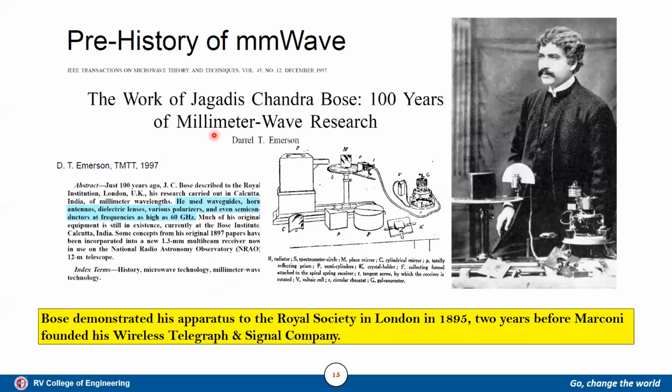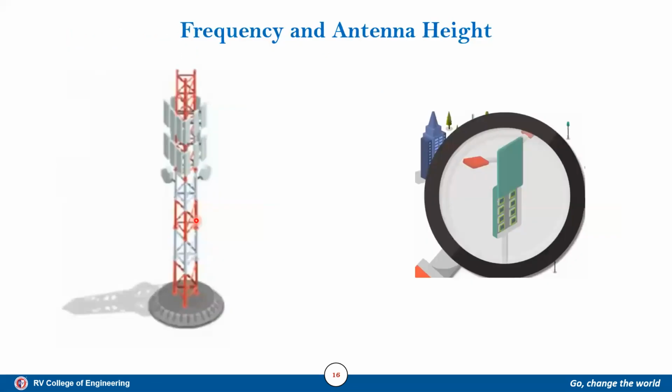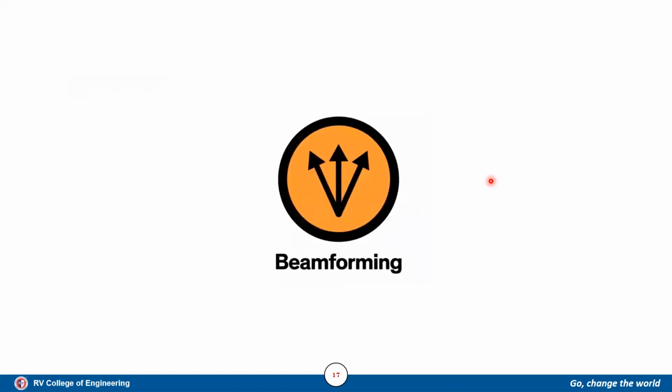Millimeter waves are not recent, but date back to Jagdish Chandra Bose's first wireless communication experiment, where he used 60 gigahertz millimeter waves. The advantage of millimeter waves is that they make it possible to have a lot of transmitters and receivers installed in a small cell or a panel. The next technology we are going to discuss is beamforming.